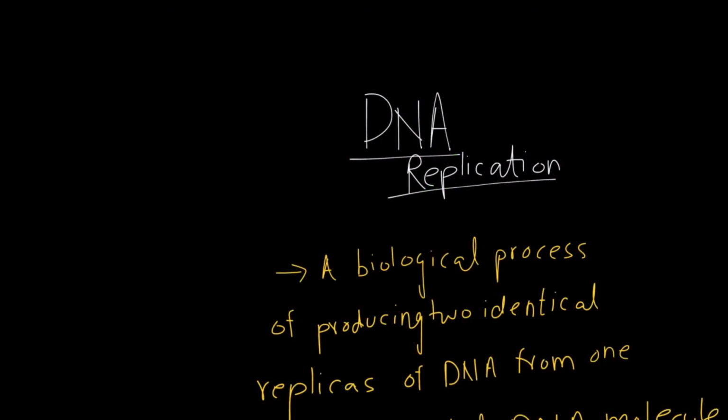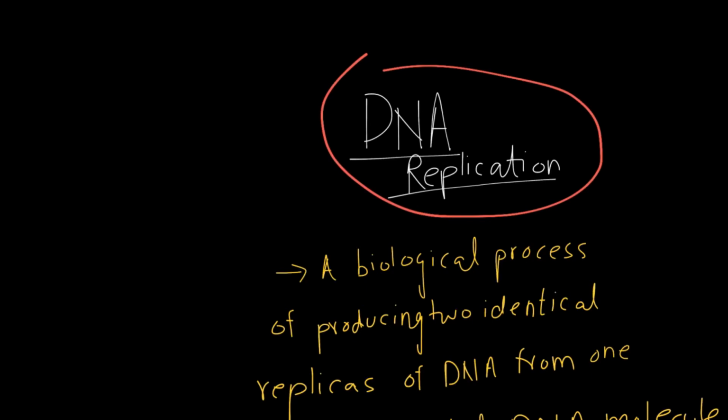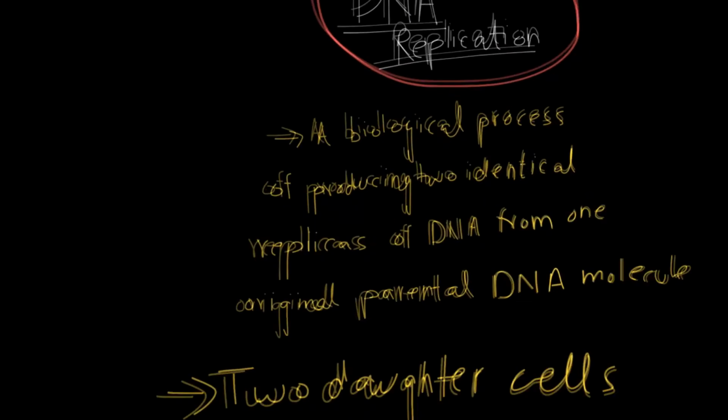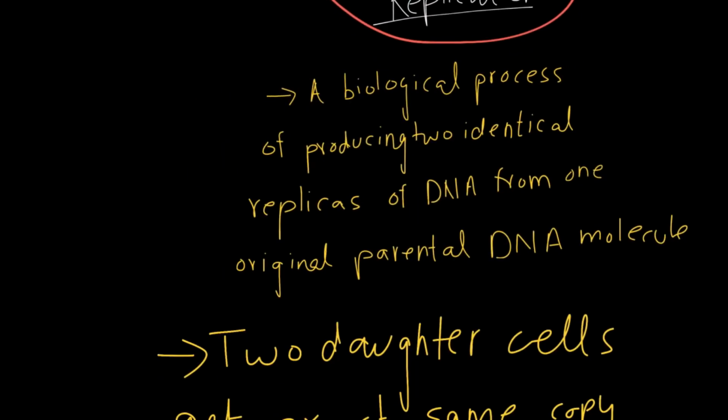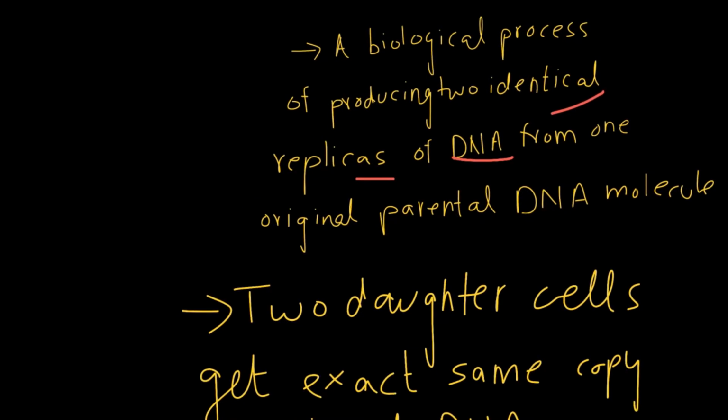So today we'll be starting off with a new chapter which is called genetic control, right? So the first heading in this chapter is DNA replication. Now, what DNA replication is, is a biological process producing two identical replicas of the DNA, which is present in the nucleus, from one original parental DNA.